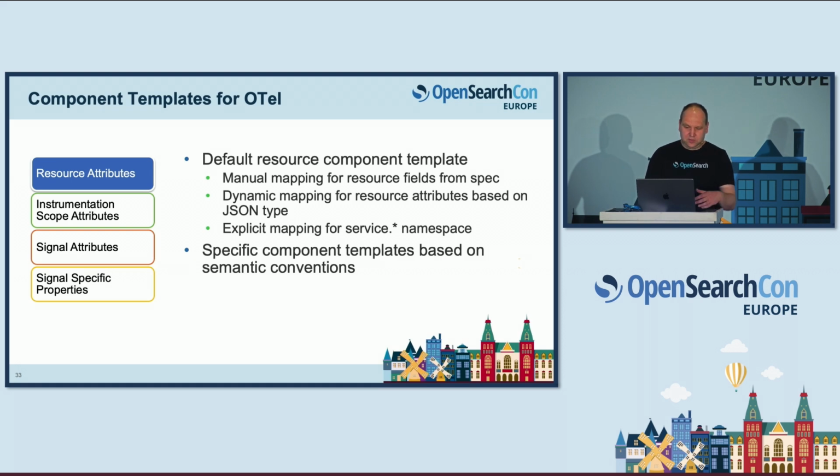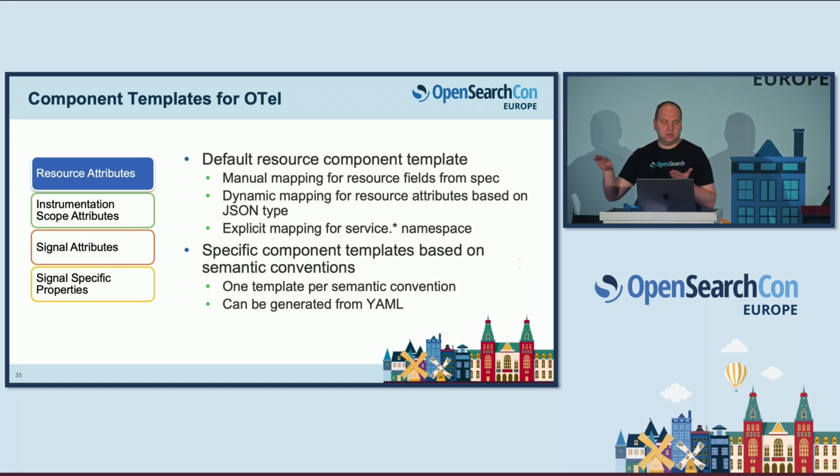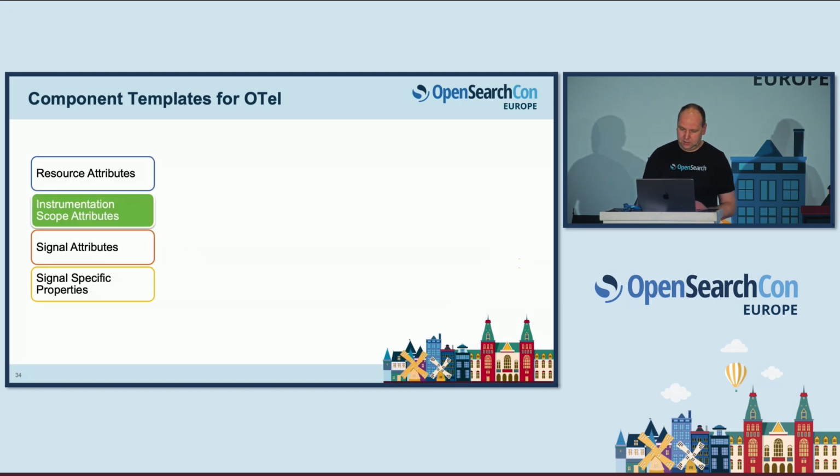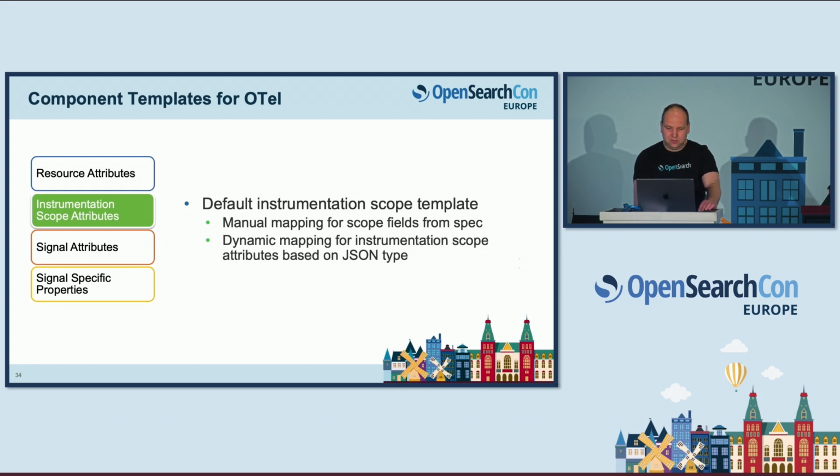And then we have specific component templates based on the semantic convention, one for each. And since the semantic conventions are actually encoded in YAML, there is a way to automatically generate those. You can pass in the YAML and generate the entire component template. Okay, instrumentation scope works the same, is also something that is more on the SDK side. We can do exactly the same.